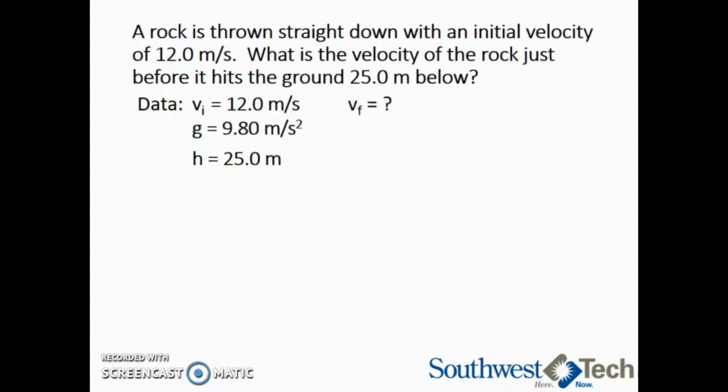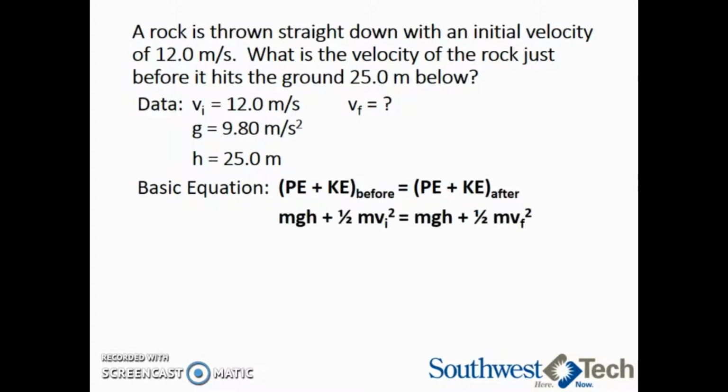We can use the idea of conservation of energy to solve this problem. The sum of the potential and kinetic energy before is equal to the sum of potential and kinetic energy after. This means that mass multiplied by gravity multiplied by height plus 1/2 mass multiplied by the initial velocity squared is equal to mass multiplied by gravity multiplied by height plus 1/2 mass multiplied by the final velocity squared.